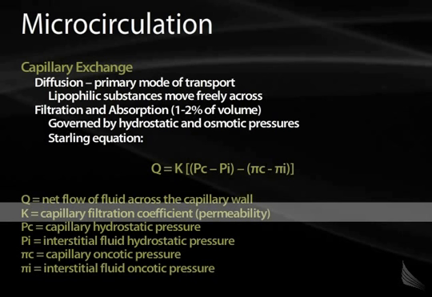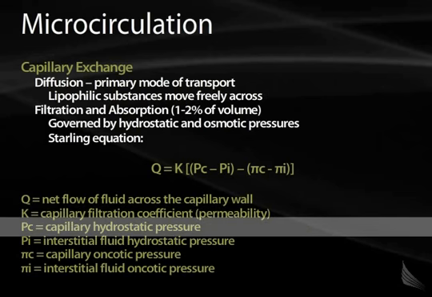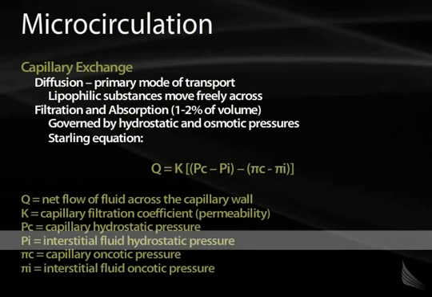K is the capillary filtration coefficient, which is a standard number that you will be given on the test. You won't be asked to memorize what that number is because it differs from organ to organ. The capillary hydrostatic pressure is the blood pressure in the capillary. The interstitial fluid hydrostatic pressure is the amount of fluid in the target organ and the pressure that it exerts on the surrounding tissue.